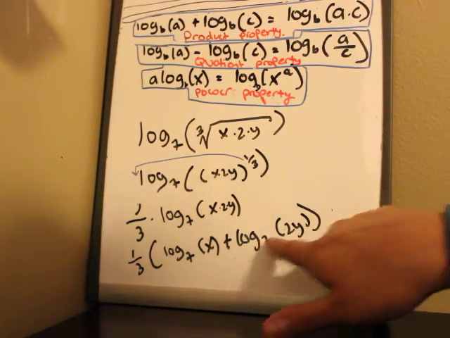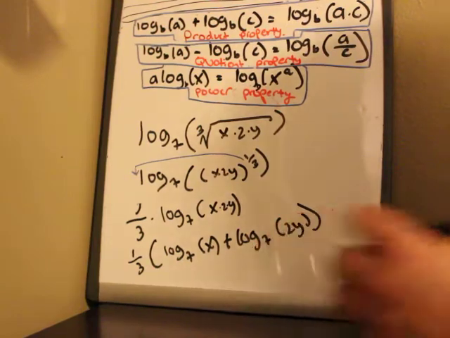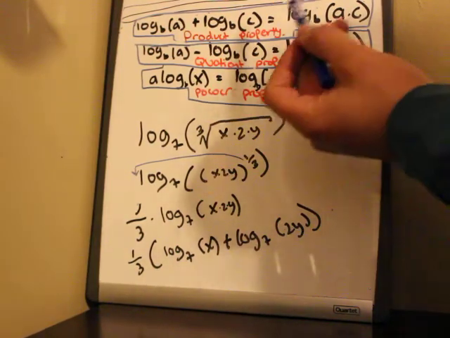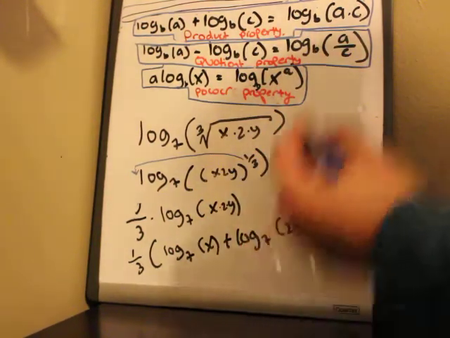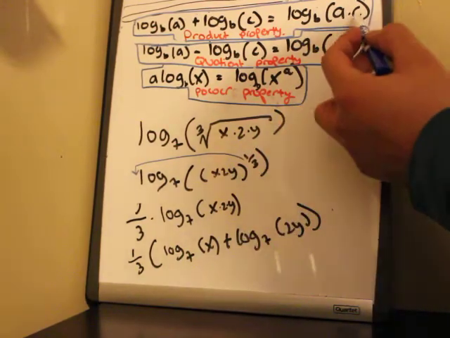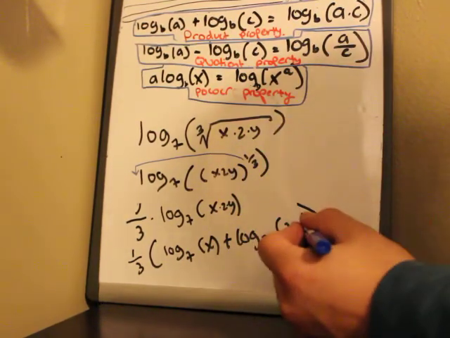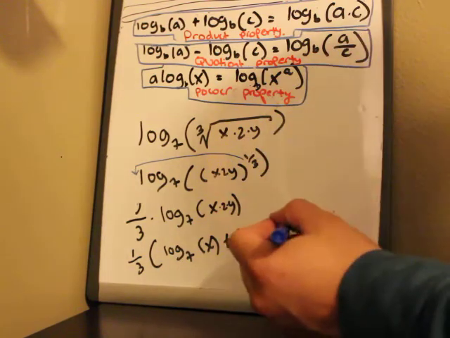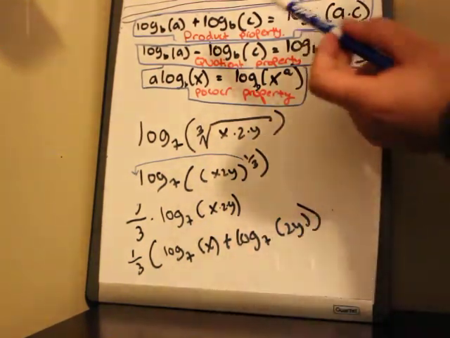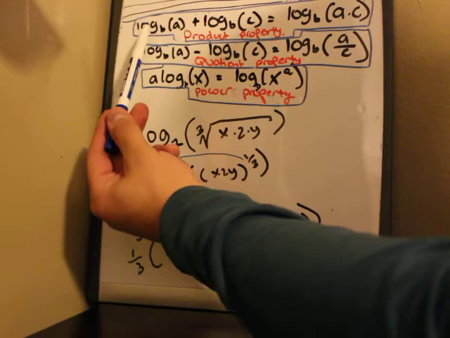Now I want to expand this out here. I have 2 times y, and we just want to use the product property. Our a value is 2, and our c value in this problem is y. So now we can see over here that we just need to rewrite this as log base b.